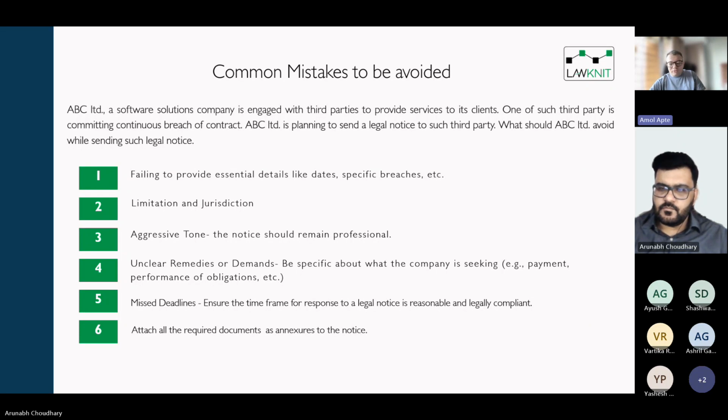Keep a track of what time you gave to the other party, whether they have complied within that timeline or not, whether they have done their part or not, whether it was a reasonable deadline given or not. Keep track of all those things. And finally, attach all the relevant information and documents.